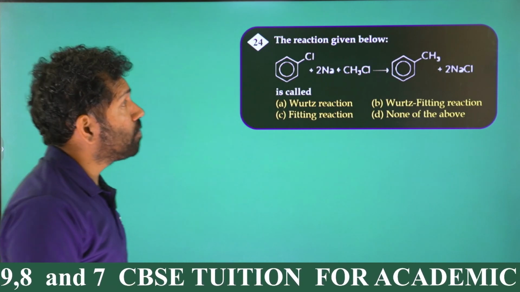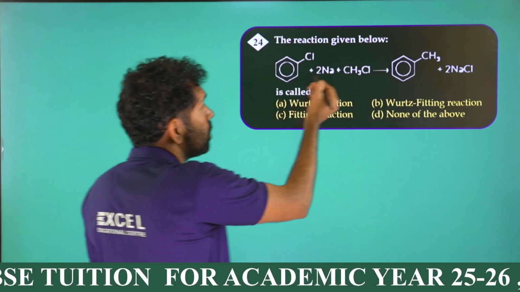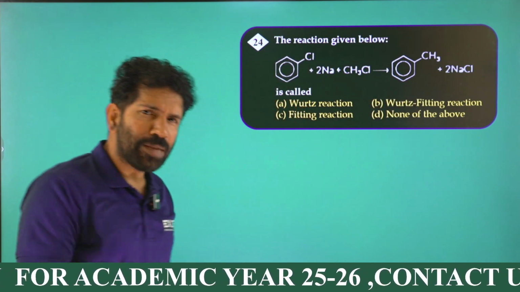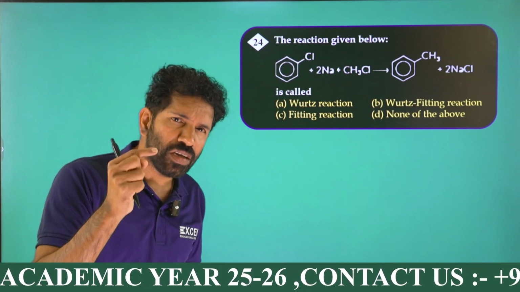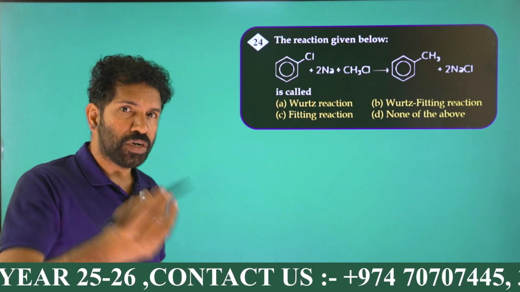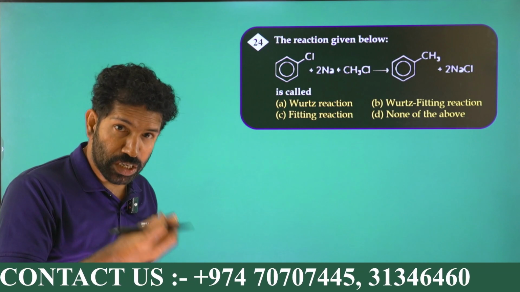This is the reaction given below. Chlorobenzene plus 2Na plus CH3Cl will give toluene. What is the name of this reaction? This is also a last year board exam question. This is a so simple question. Remember, we studied Wurtz reaction. We studied Fittig reaction. We studied Wurtz-Fittig reaction.